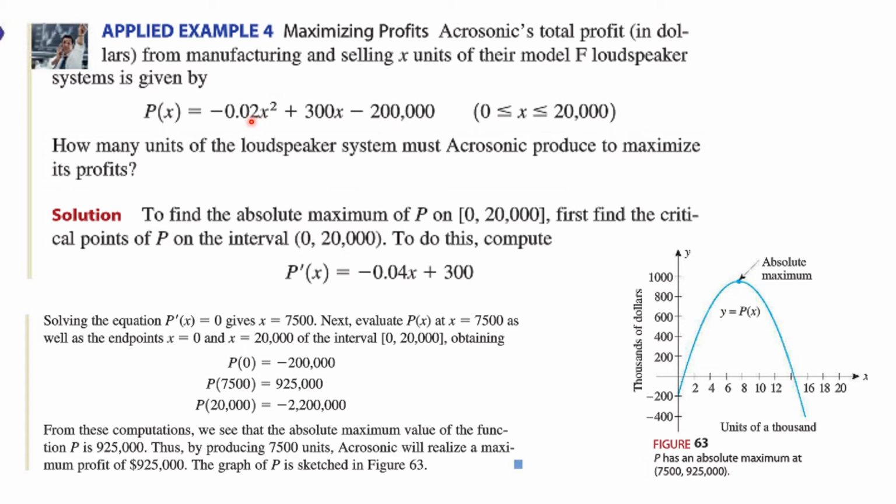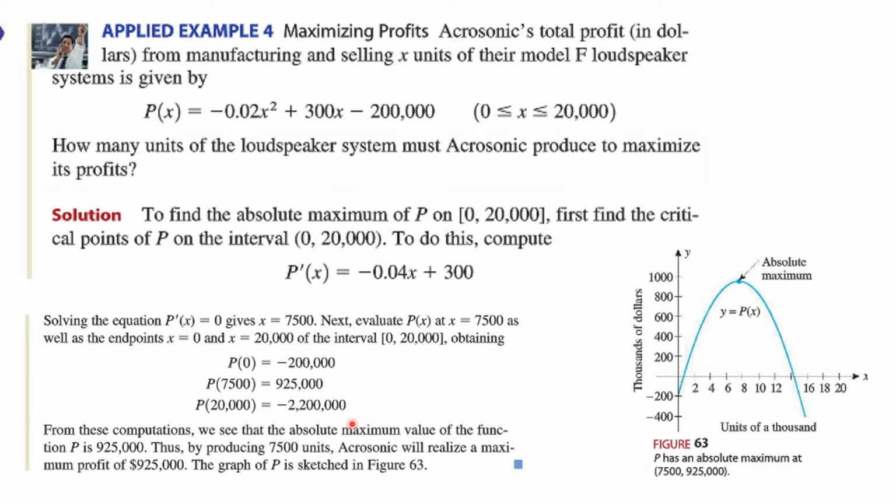So I will take the first derivative of this. When I take the first derivative, I will get P prime of x is equal to minus 0.04x plus 3,000. This is a continuous function, and there are no places where it doesn't exist. So I'm just going to set this equal to 0. When I set this equal to 0, I will get x is 7,500. So we evaluate this at 0, 20,000, and 7,500.